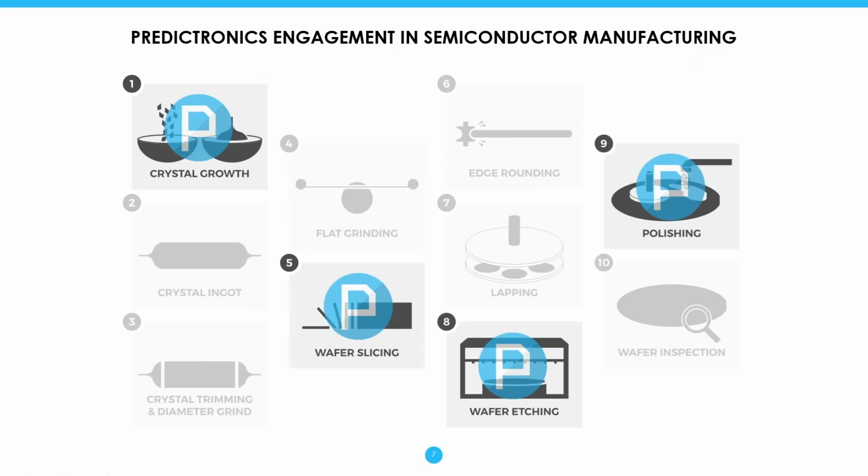Semiconductor manufacturing is a complex production process that consists of different stages of operation. It generally includes, but is not limited to, crystal growth, wafer slicing, etching, polishing, and inspection. Several manufacturing steps highlighted in this slide with the P symbol indicate where Predictronics has had previous work or projects, with the most hands-on experience developing predictive solutions for the etching process.